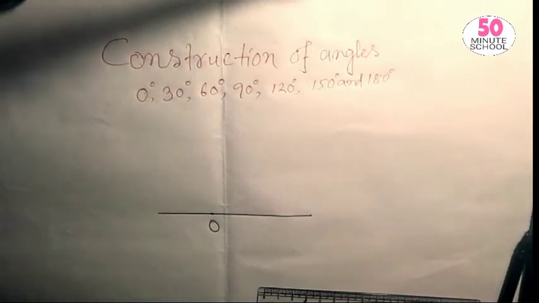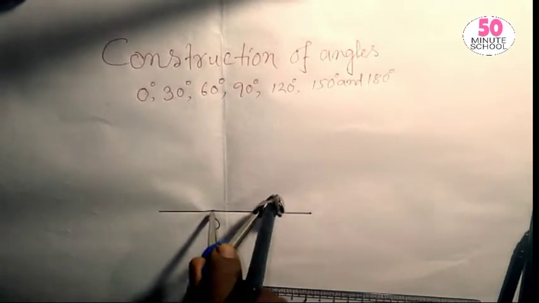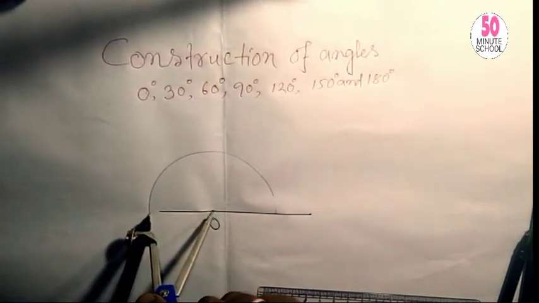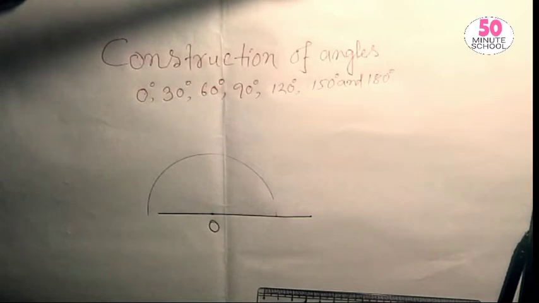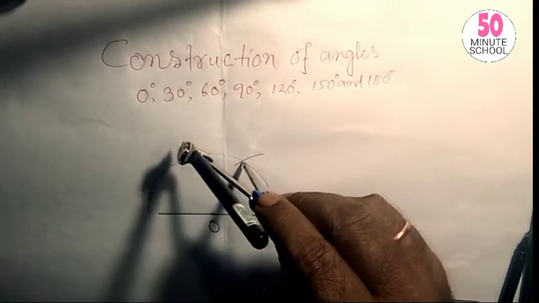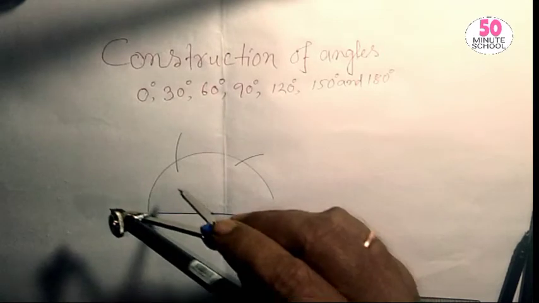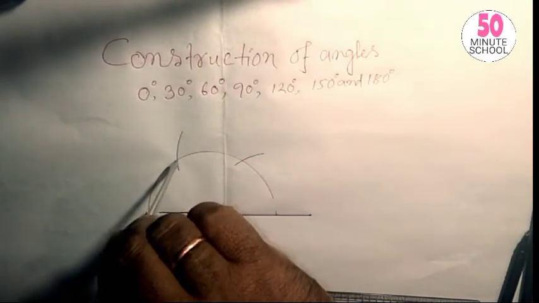With this point as the center and with any radius, draw an arc. With the same radius, make arcs of 60 degree and 120 degree, and 180.